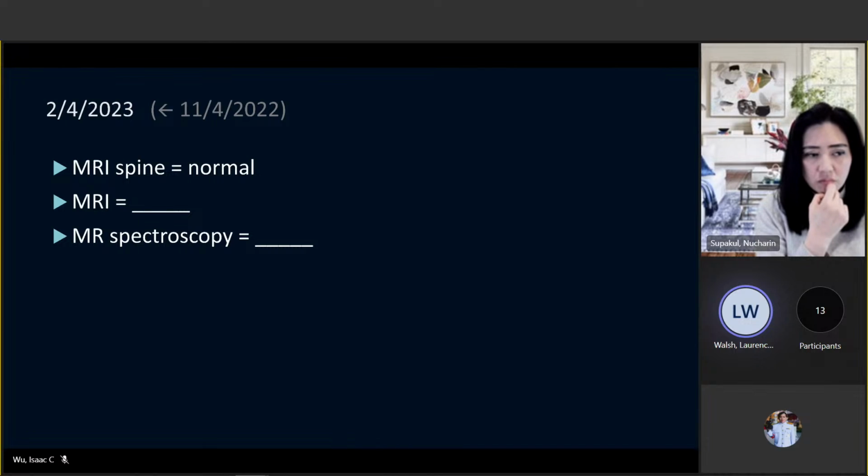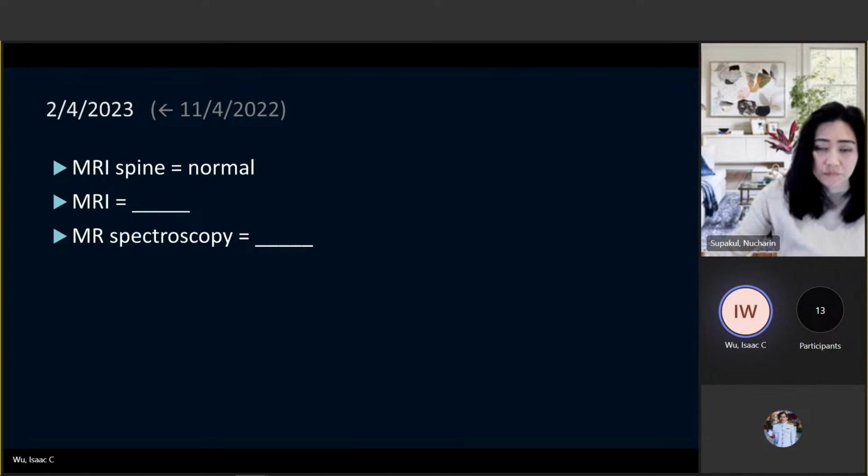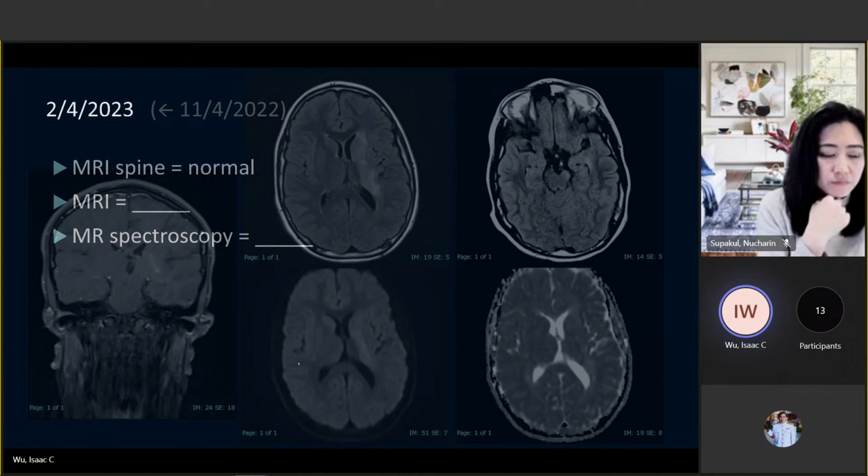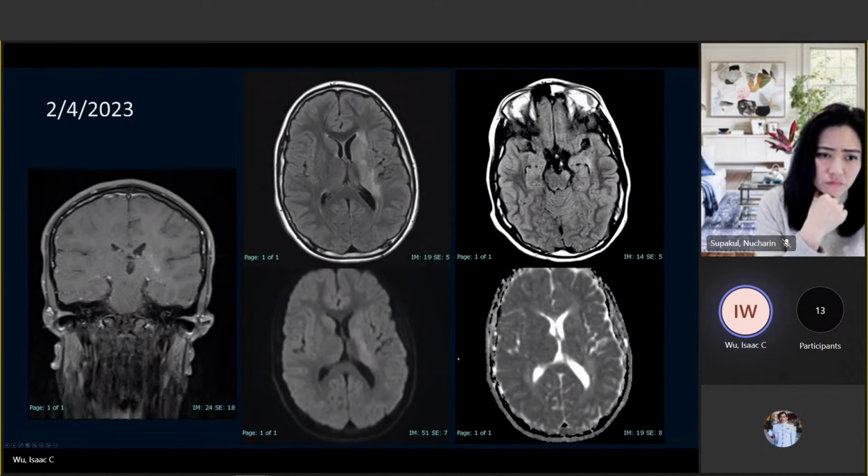So we repeated his MRI scan at that point. So, thank you. So at that time, I believe this is the first time we actually did the MRI spine. Maybe we did one before, I don't remember. But this time the spine was negative. So we look at the brain MRI again. This time, the thing that's a little bit different is that, again, the lesion doesn't look like it's changed all that much. If anything, it may be just a little bit thicker.